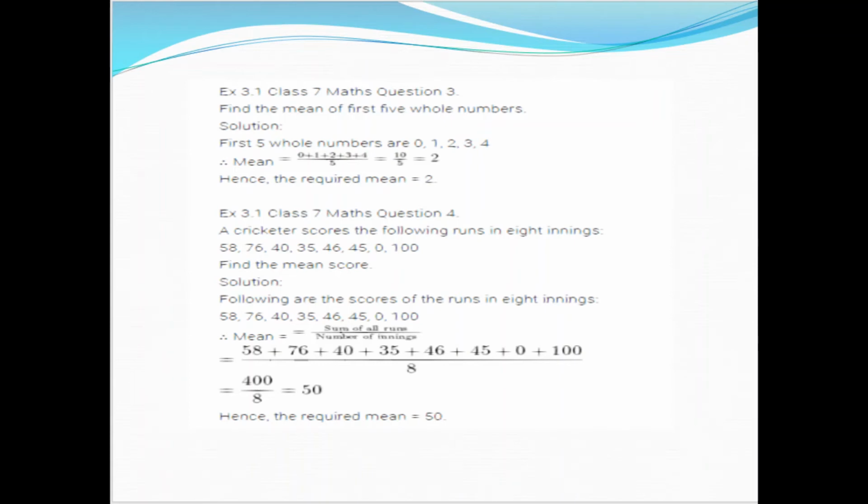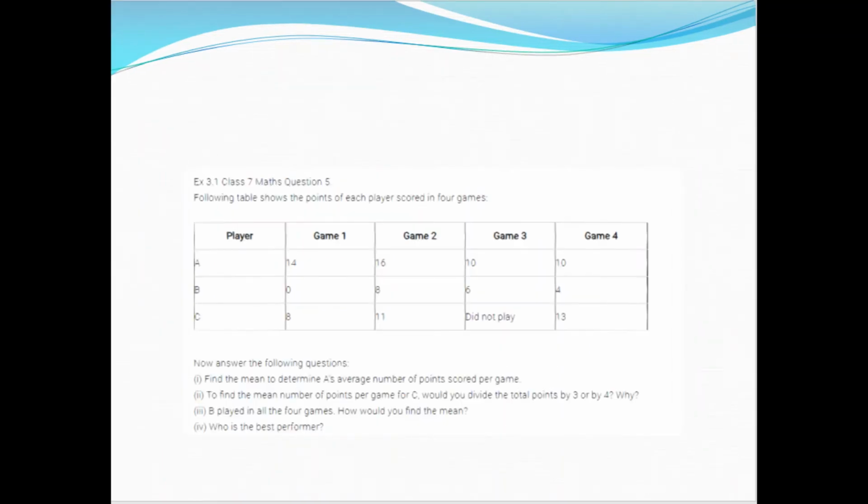Moving to question number 5. We have been given a table A, B, C. There are 3 players: Game 1, Game 2, Game 3 and Game 4. They have given the points in the game.